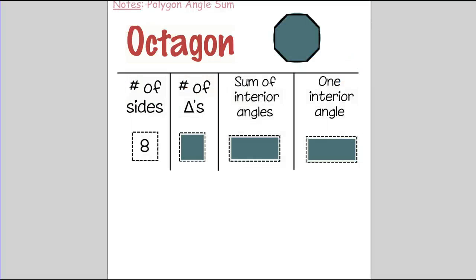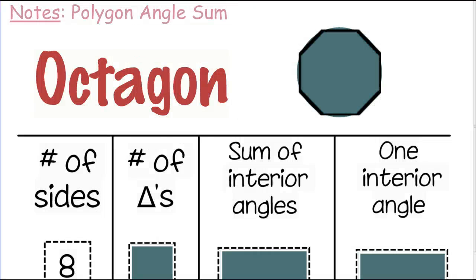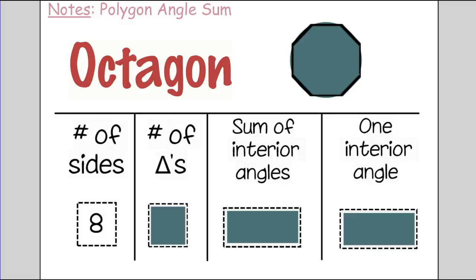Octagon. Like an octopus. An octopus has 8 legs, and so an octagon has 8 sides. To draw an octagon, is it already drawn? No. Okay, do this first. Do that. 1, 2, 3, 4. And then just connect them. Do what I did and then connect them. And that's how you draw an octagon.